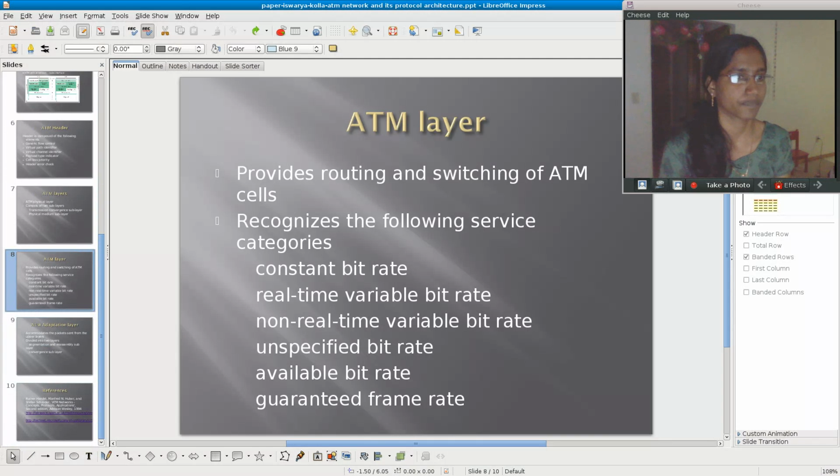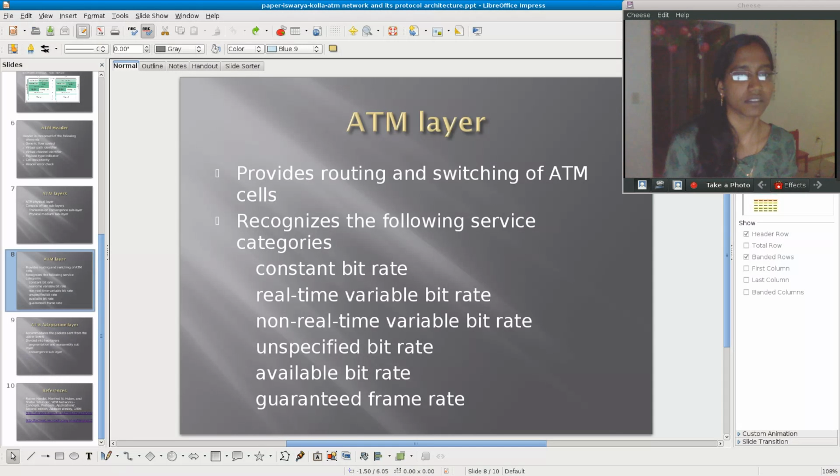Non-real-time variable bit rate: there are some commitments about the data rate to be made available, but the difference between real-time and non-real-time is that there are no delay limits placed on the delivery of cells in non-real-time variable bit rate. Unspecified bit rate: there are no commitments about the data rate to be made available.